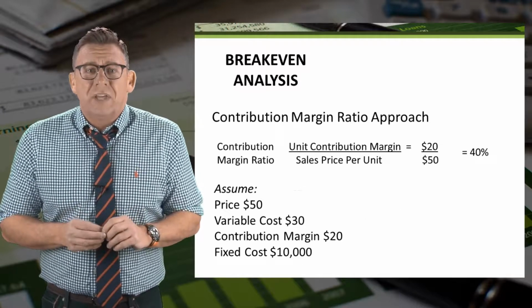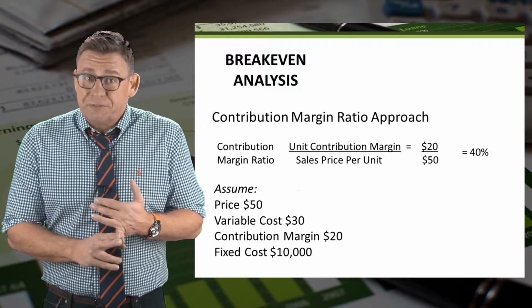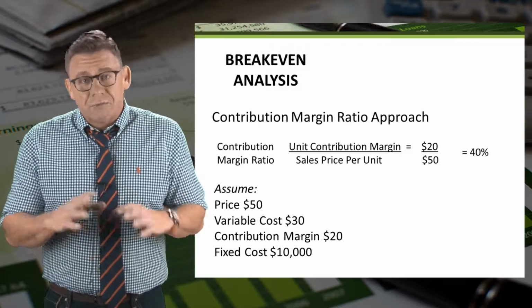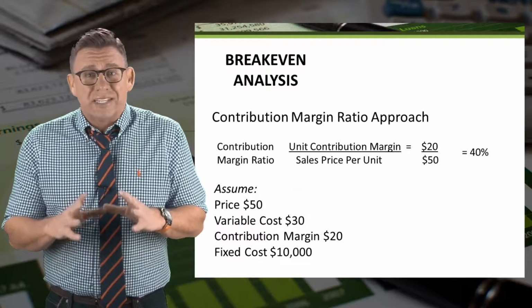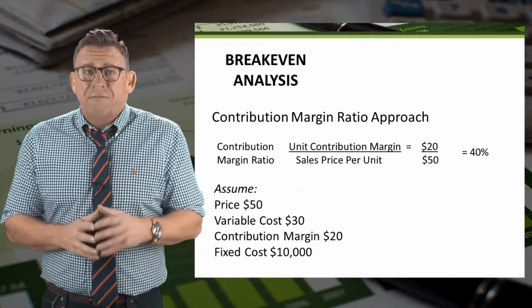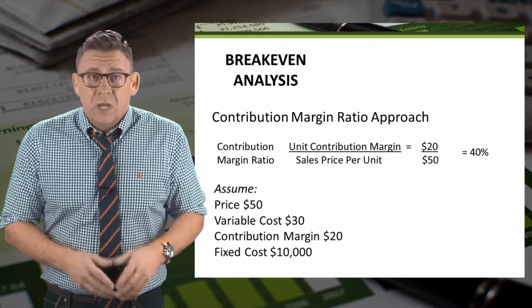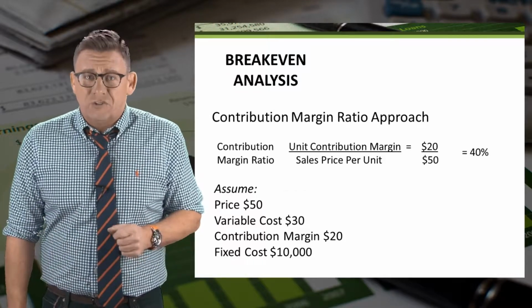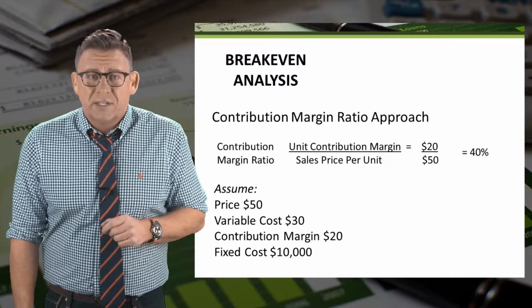So let's assume the following data. Price is $50, variable cost is $30, therefore our contribution margin per unit is $20, and the fixed costs are $10,000. Using this information, we can calculate that the contribution margin ratio is 40%.